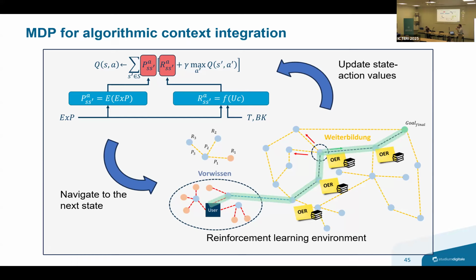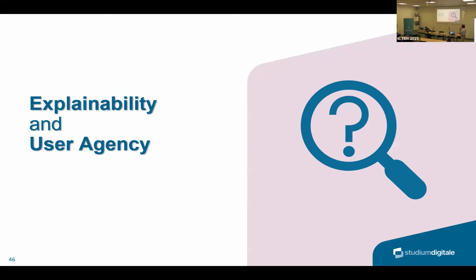Now that the calculation is generated, we want to explain it. And therefore comes the role of explainability and user agency, which is the last part of this talk, and I hope I can cover it. Oh, running out of time. So I'll try to go through it as quickly as possible.